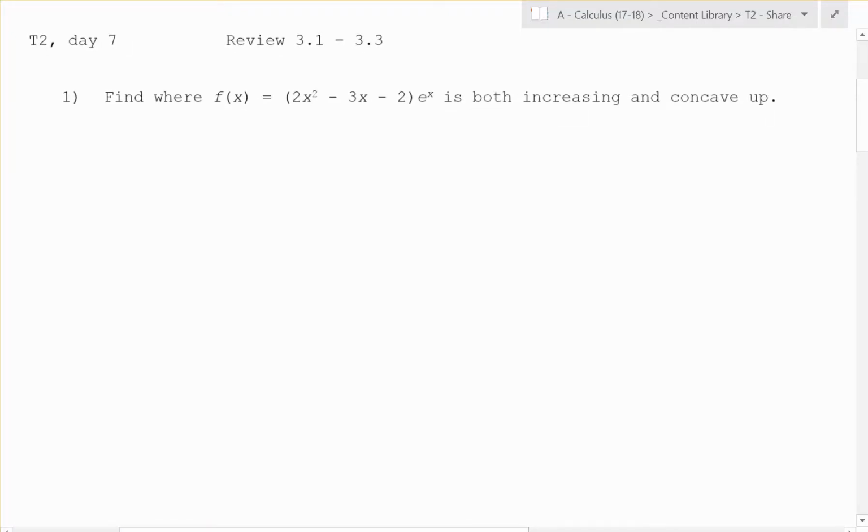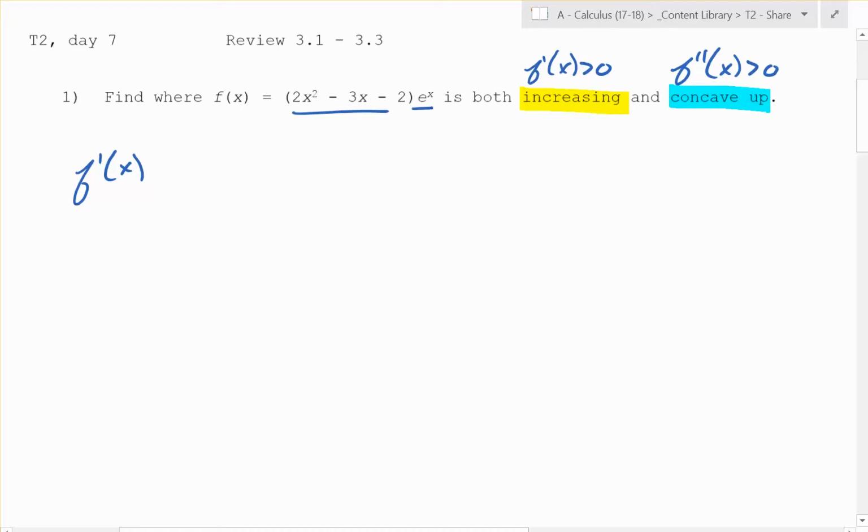Let's get to reviewing. In this first question, it's asking where f of x is both increasing and concave up, and we know it's going to be increasing when f prime of x is positive and concave up when f double prime of x is positive. So first, let's find the derivative. We will need to use the product rule because we are multiplying two things together here.